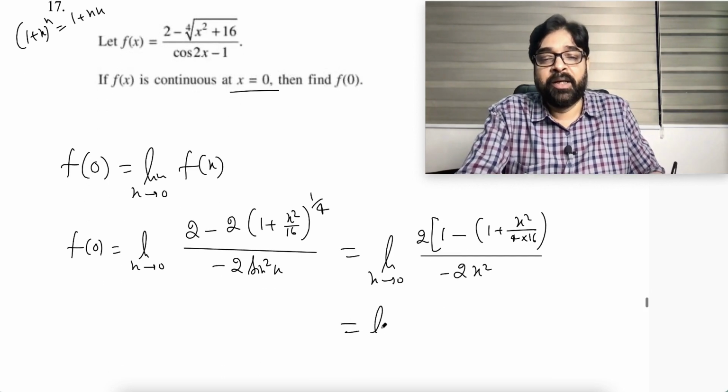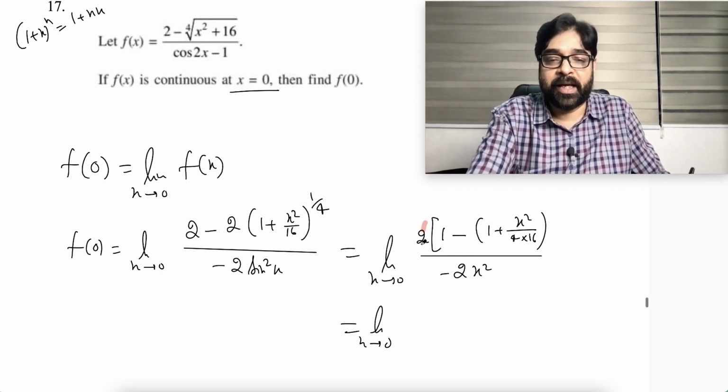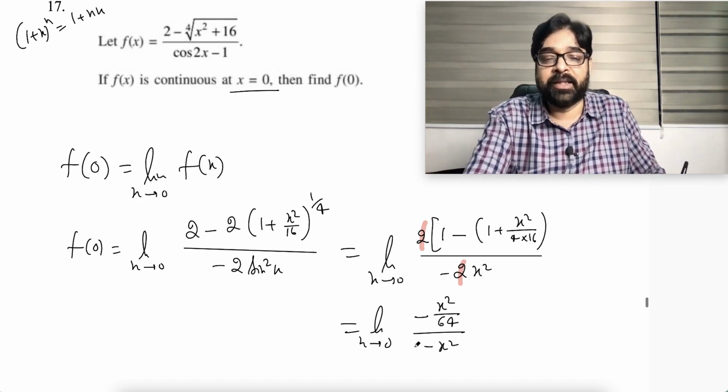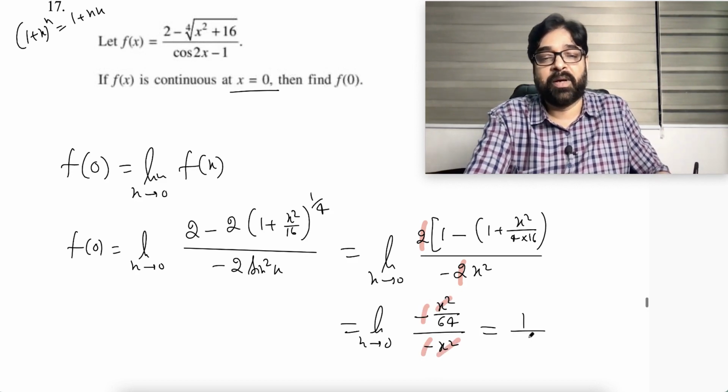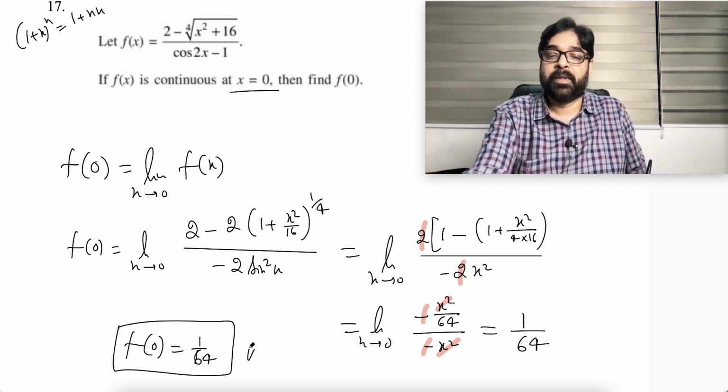Question nearly done. Limit x approaches 0. This 2 goes, this 2 goes, and these 2 get cancelled. And 1 minus 1 is 0, and minus. So the numerator will become minus x square by 64, the denominator will become minus x square, and this minus and x square cancel. And it's 1 by 64. So the answer will be f of 0 equal to 1 by 64. The answer. Am I right?